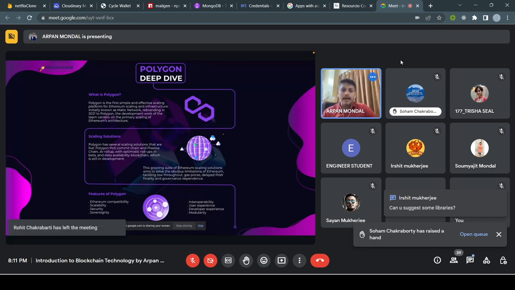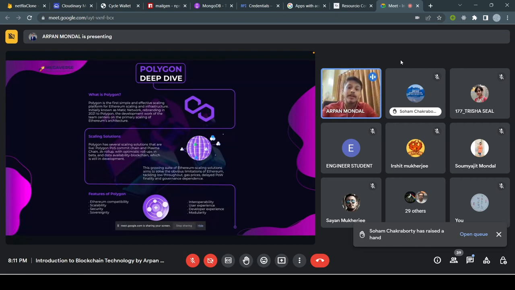And there is an interoperability feature. Interoperability means we can switch from Ethereum to Polygon, and Polygon to Ethereum, anytime. There is good user experience. There is good developer experience. That's why I told you, if you want to start learning, start with this first.